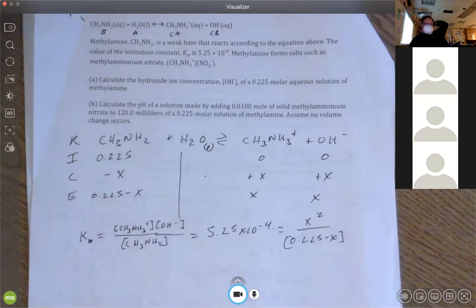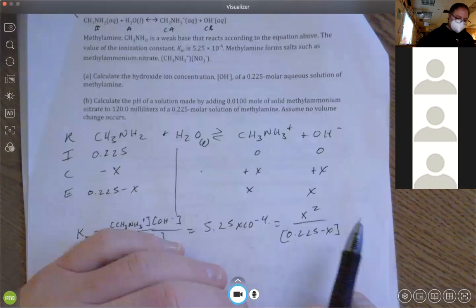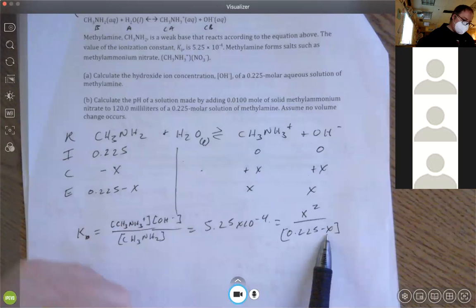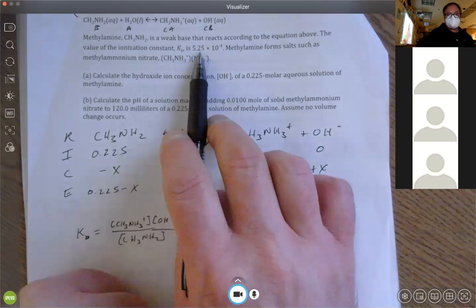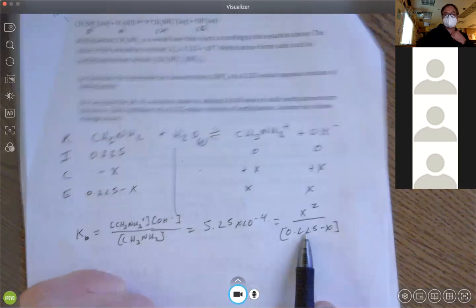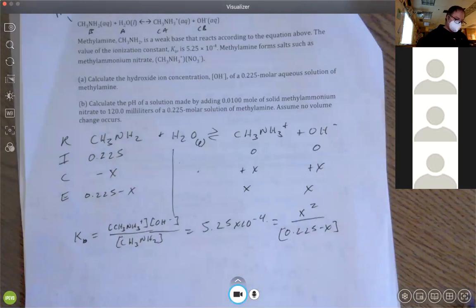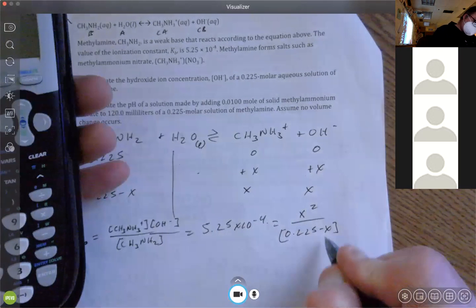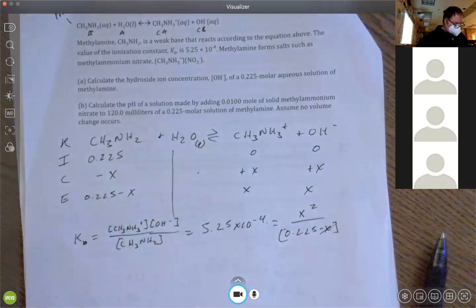With this, we could put it into the solver on our calculator, if we have our calculators available, that's perfectly fine. Or we can ignore this little minus x right here, because our Kb is so small. The amount of this that we actually lose is not going to be much compared to that amount, so we just ignore that. We have 5.25 times 10 to the negative fourth times 0.225, and then we square root that answer.